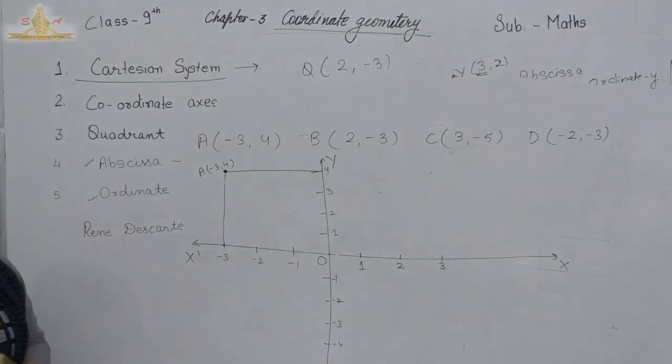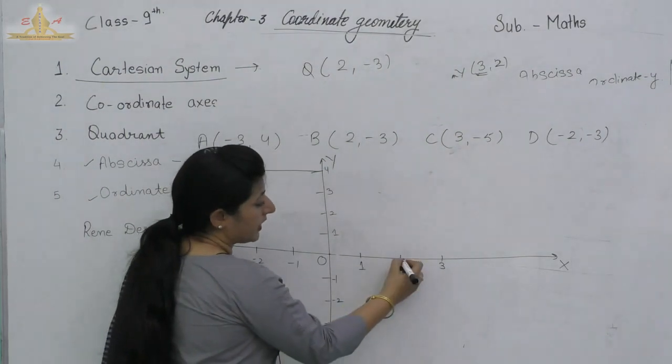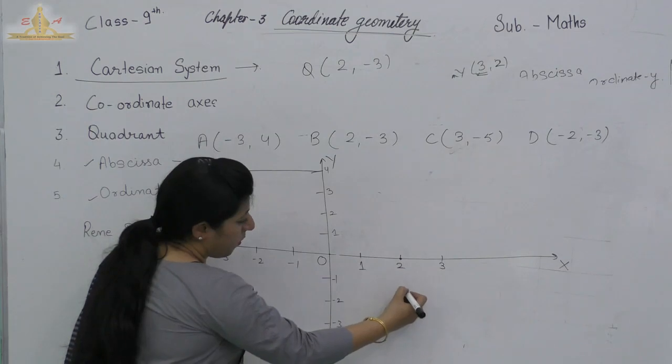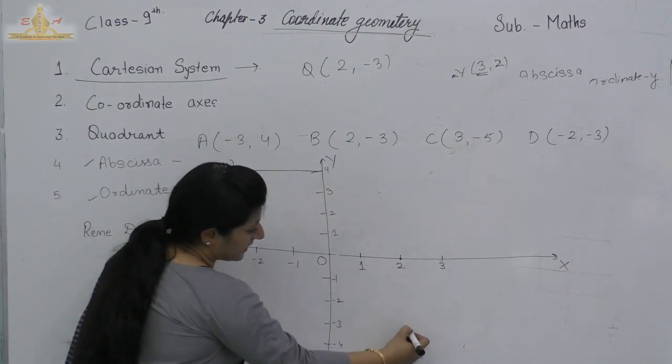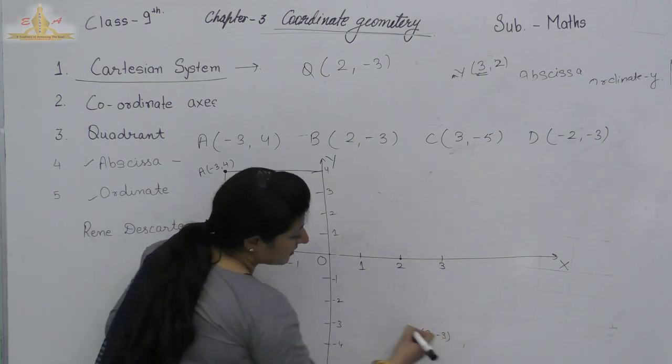Now see the point B, 2 comma minus 3. 1, 2. Here 2 comma minus 3. It means negative y-axis, minus 1, minus 2, minus 3. This point B, that is 2 comma minus 3.